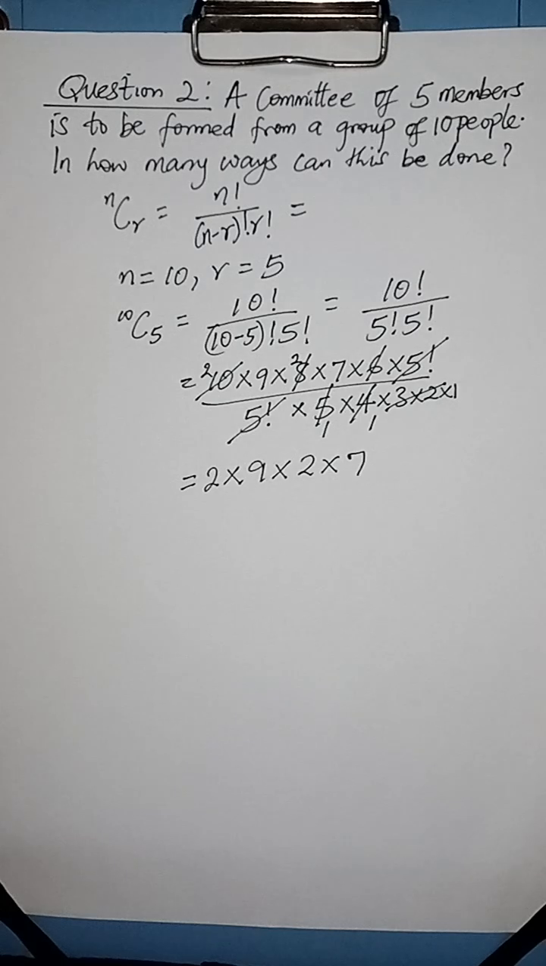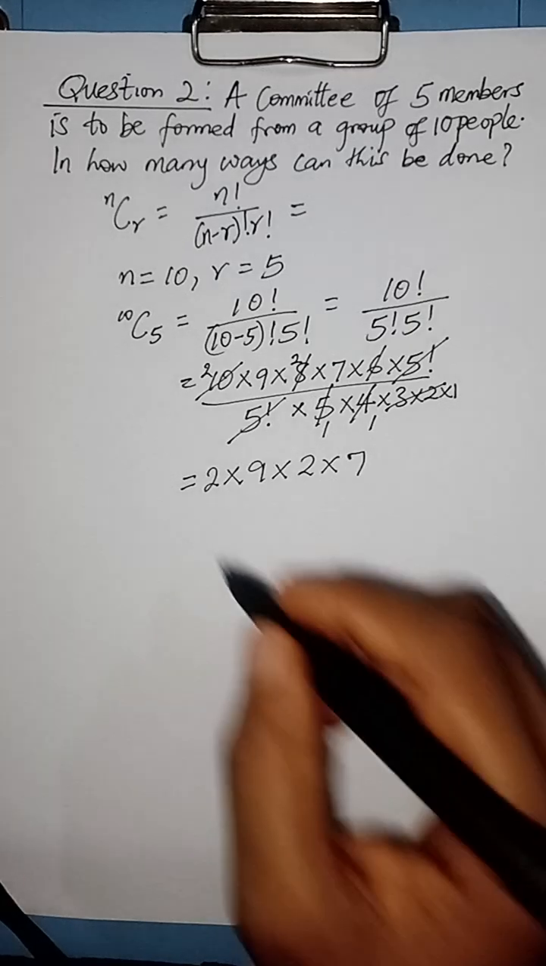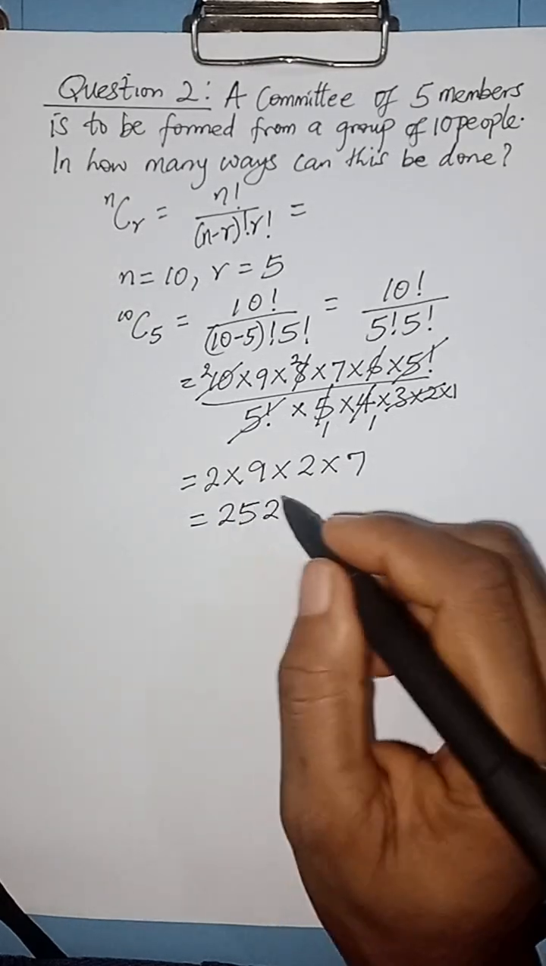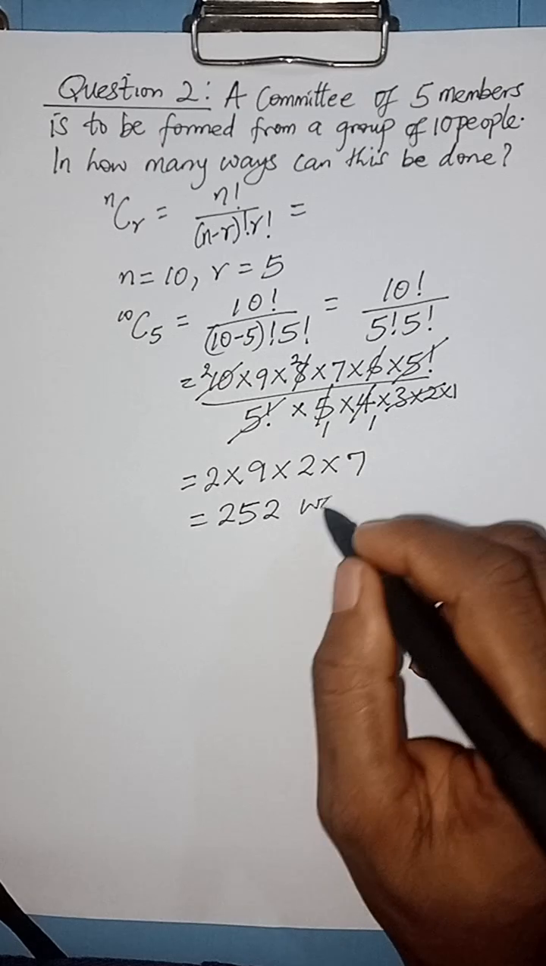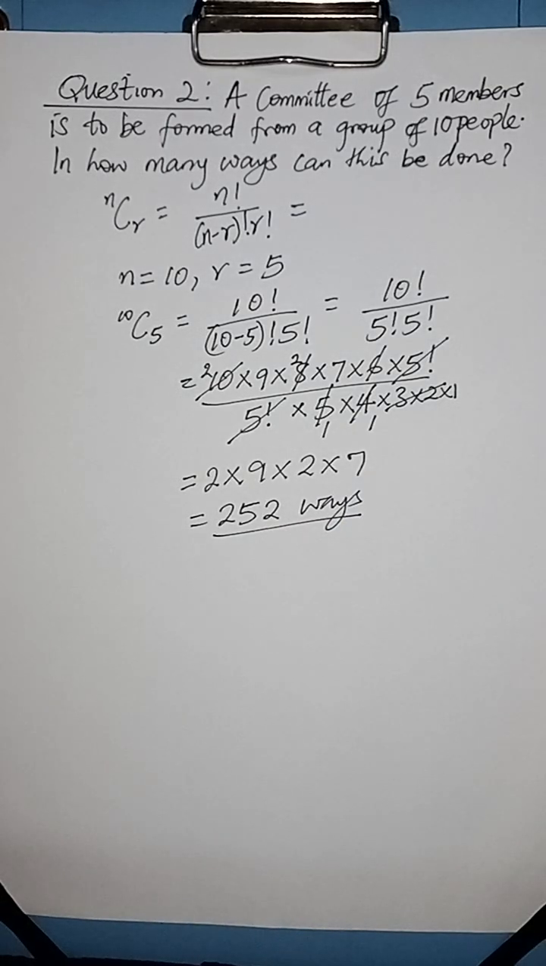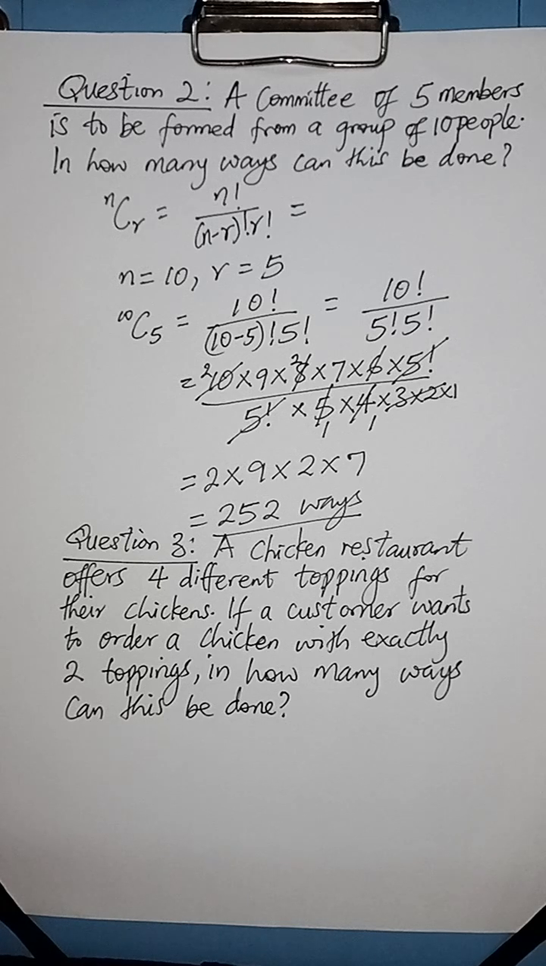And 2 times 9 is 18. 18 times 2 is 36. And 36 times 7 will give you 252 ways. That is the answer to the question. Now look at the next question.